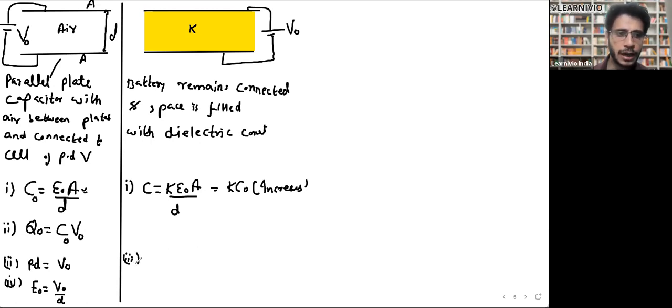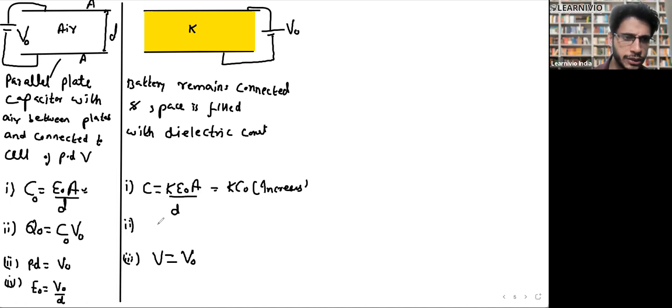Next, you can be asked what happened with the potential difference. Now, if battery remains connected, then potential difference will not change. Potential difference will remain V naught. Potential difference between the plates of capacitor will remain same. It will be V naught. It will not change.